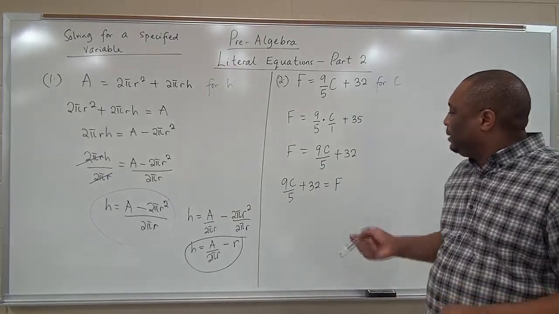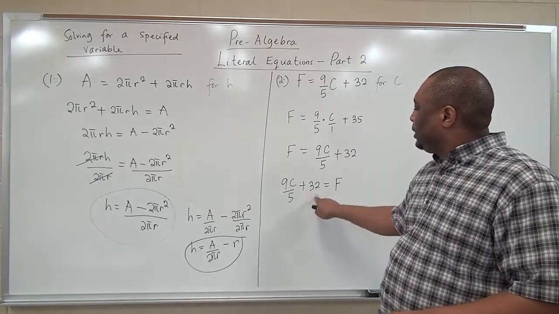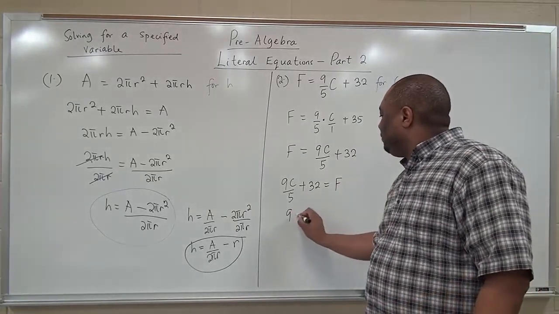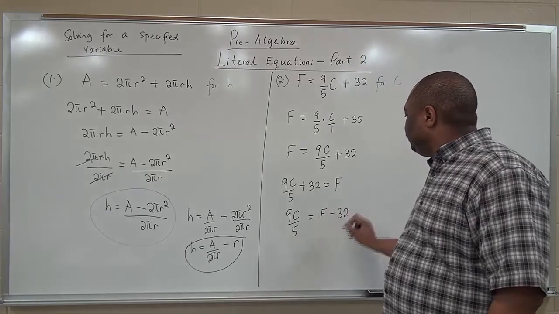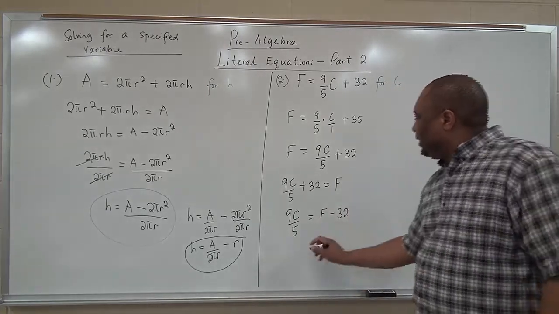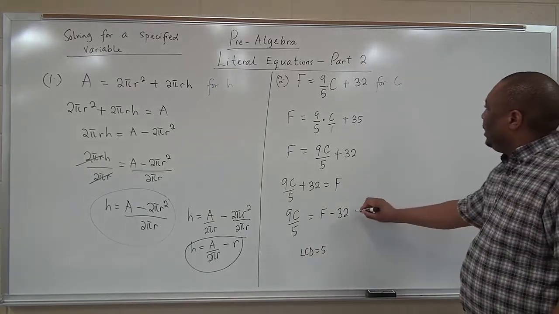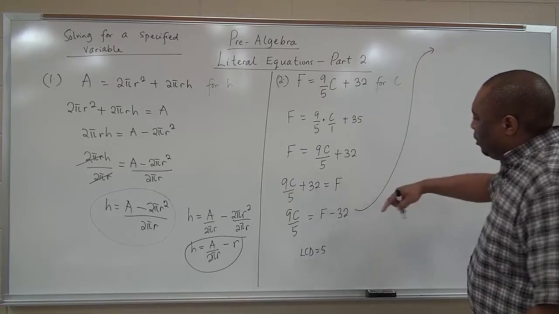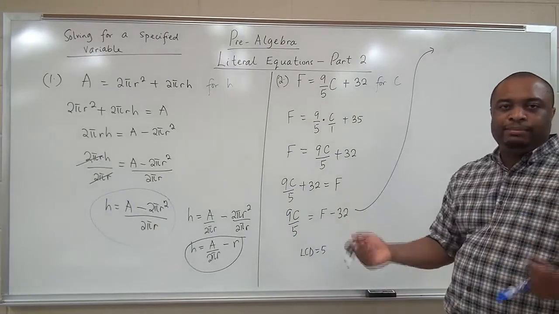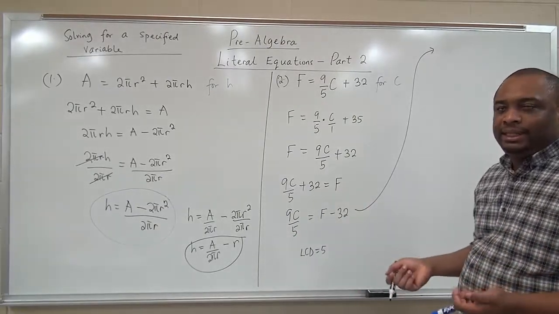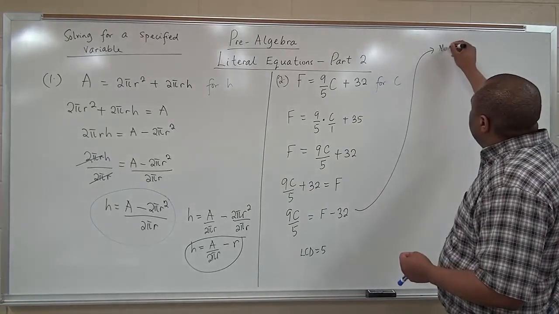If you don't like fractions, you multiply everybody by the LCD. Okay? But before we do that, let's subtract 32 from both sides. We have that 9C/5 is equal to F minus 32. So we now have that our LCD is 5. So what we want to do here is multiply both sides, all terms, by the LCD. Okay? Multiply all terms by the LCD.